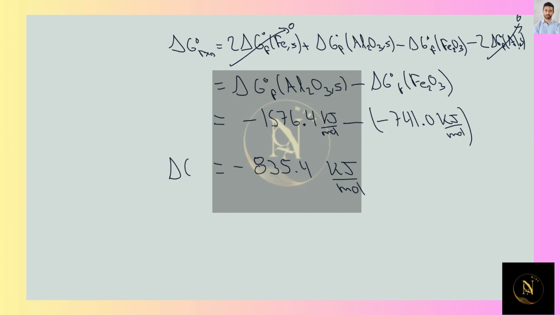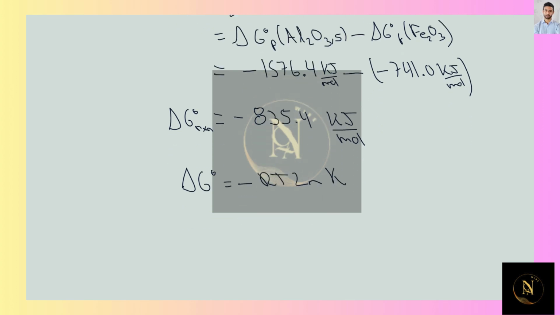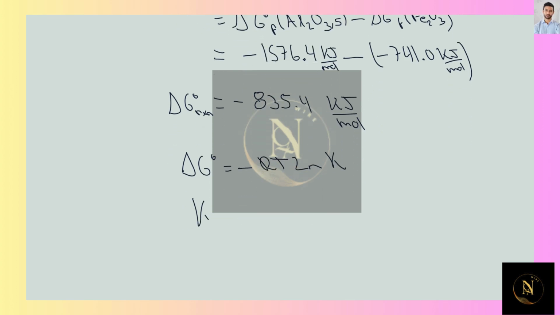So delta G naught of the reaction is lower than 0. That means that the reaction is spontaneous and it is going to be favored under standard conditions. Another way to justify this is remember that delta G naught is equal to minus RT logarithm of the equilibrium constant. So the equilibrium constant is going to be equal to the exponential of minus delta G naught divided by RT. R and T are positive numbers. Delta G in this case is going to be negative, so that means that K is going to be much larger than 1.